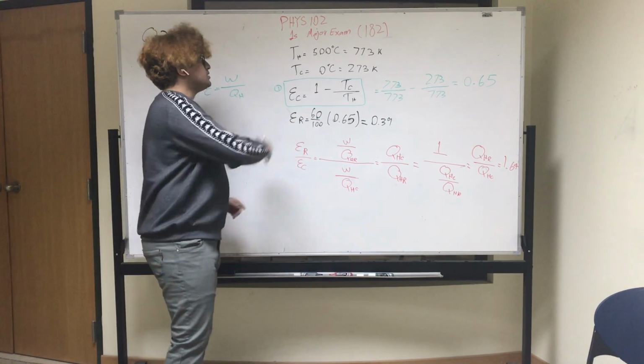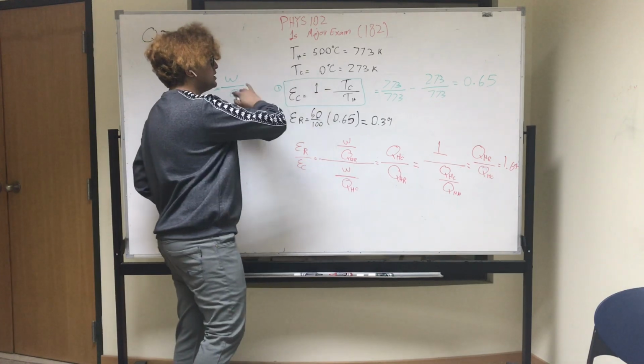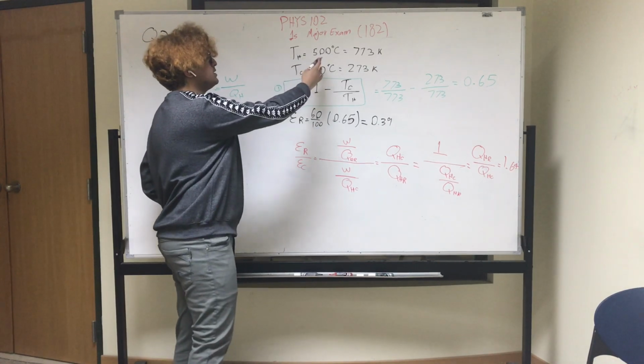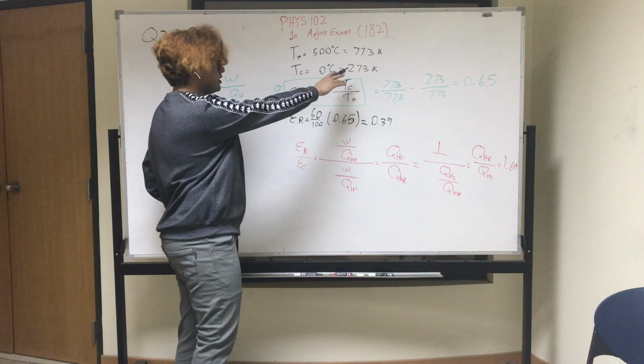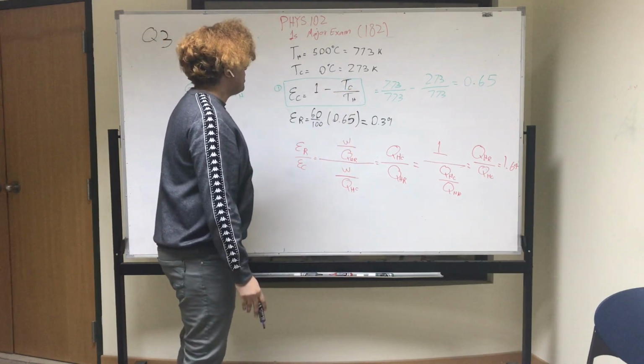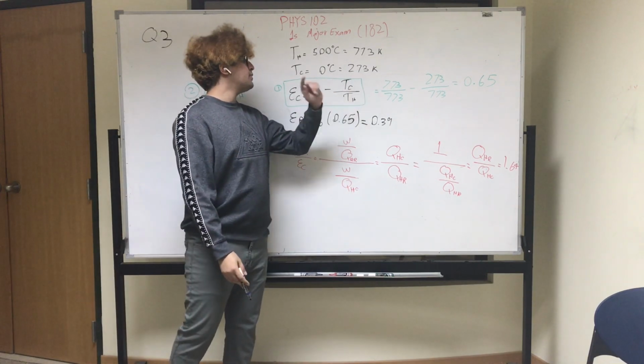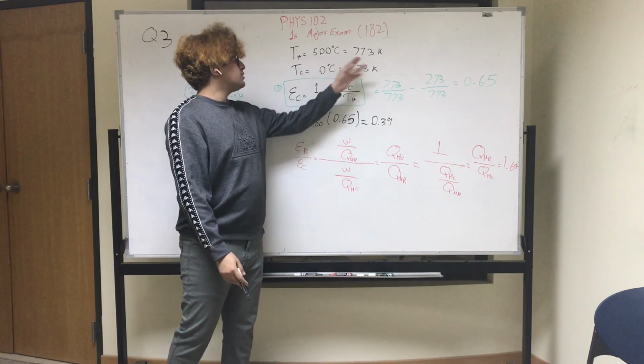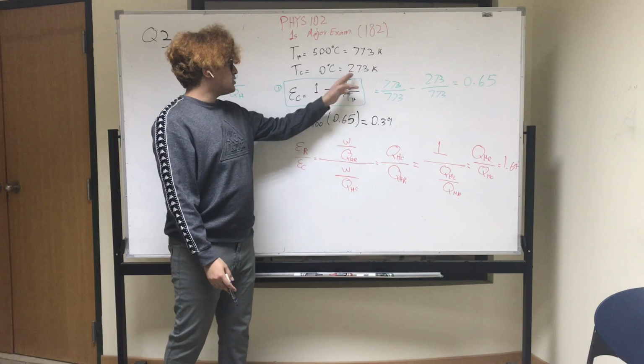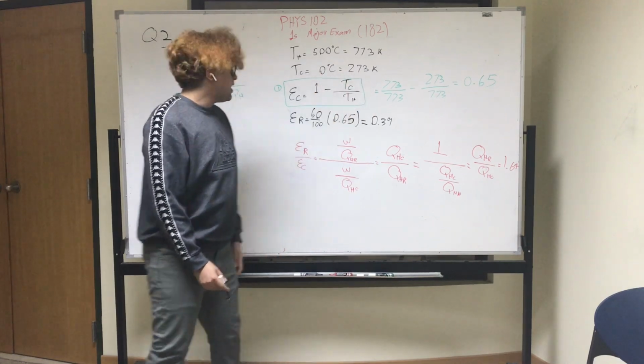So our first step here is to convert units. We're given the temperatures in Celsius, and we want to convert them into Kelvin. If you want to convert Celsius to Kelvin, you just add 273. So if you add 273 to 500, you get this value, and 273 to 0, you get 273.